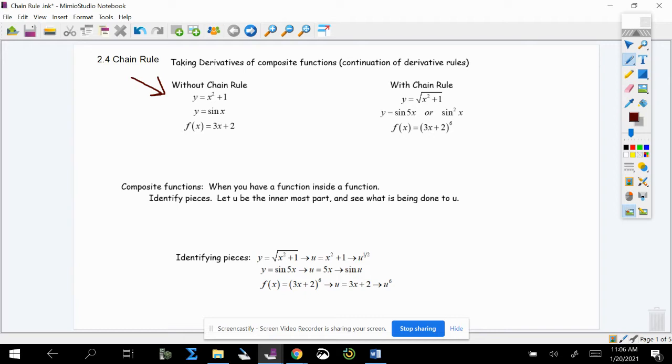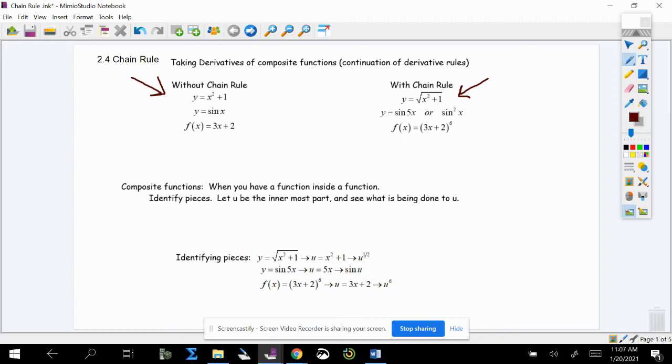What happens if we take that same function and we do another operation to it? So for example, if you look at this first one, I still have the x squared plus 1, but I also square rooted it. So I have this outer function that's being introduced. Same thing with the second one. Instead of having just a sine of x, what if it's a sine of 5x? What if I change the angle?